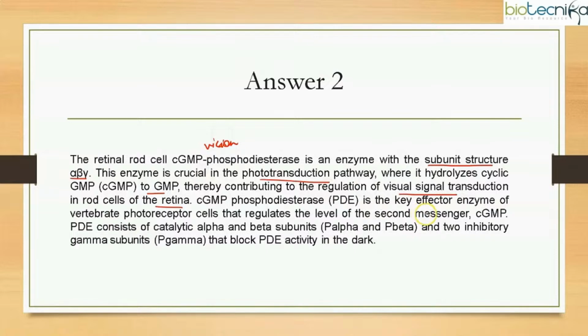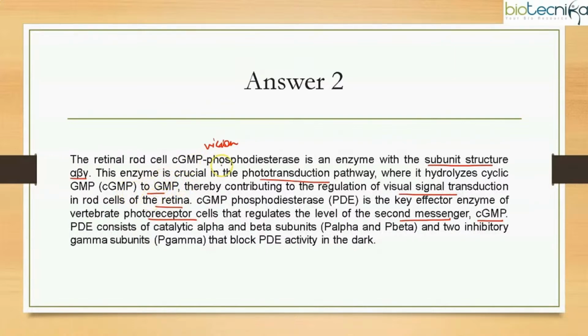So it is a key effector enzyme of vertebrate photoreceptor cells, and it regulates the level of the second messenger, that is cyclic GMP. It converts, or you can say hydrolyzes, cyclic GMP to GMP.